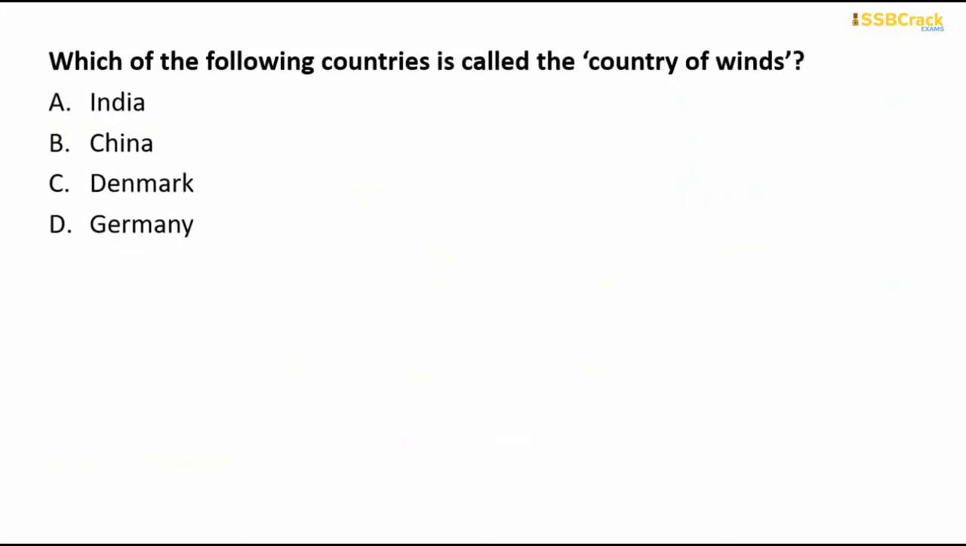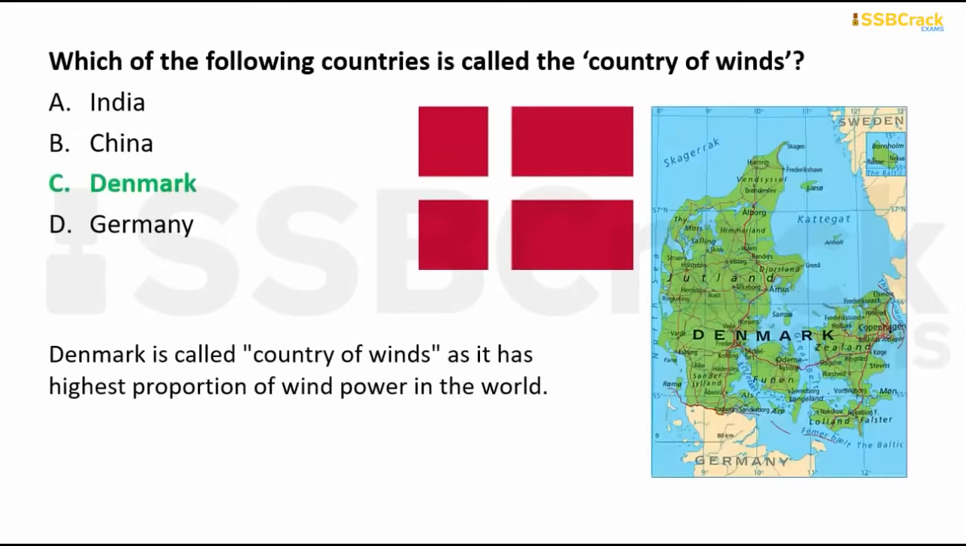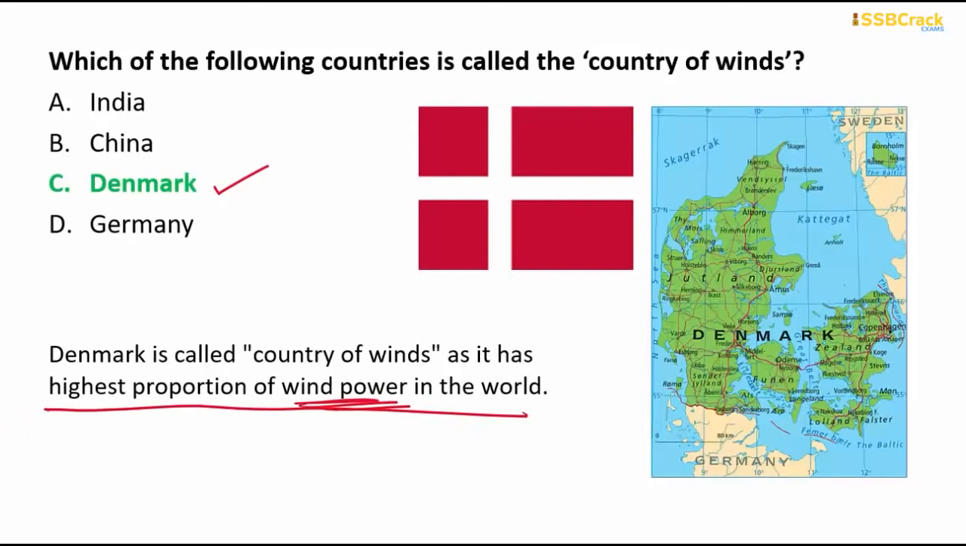Going on with the next important question, which of the following countries is called the country of winds? I'll repeat the question. Which among these countries is called the country of winds? Is it India or China or Denmark or Germany? The correct answer for this is option C, Denmark. Denmark is called the country of winds. The main reason is not just that it has a lot of winds. The main reason is that it has the highest proportion of wind power in the world. So the highest proportion of wind power in the world is in Denmark, and that is the reason why Denmark is called the country of winds.